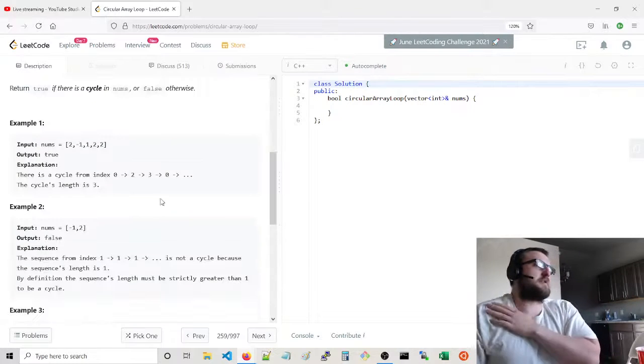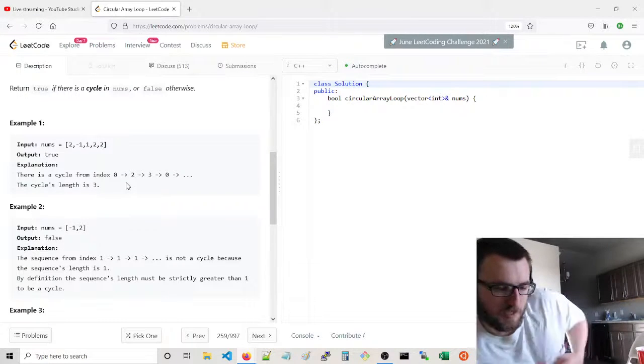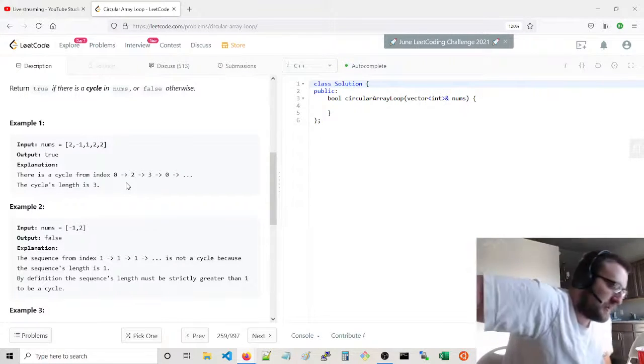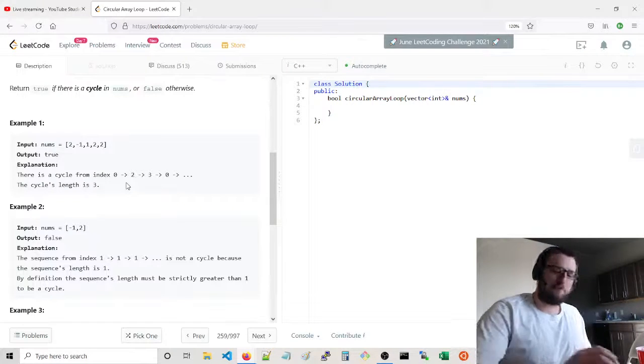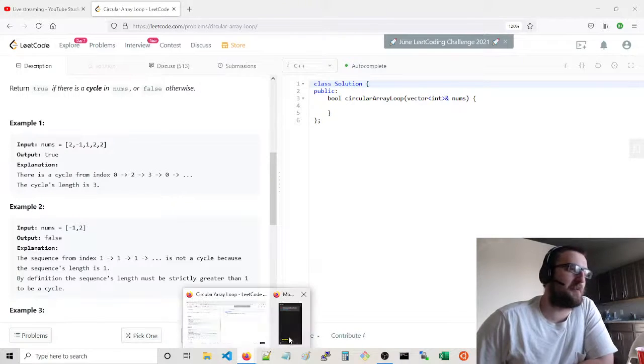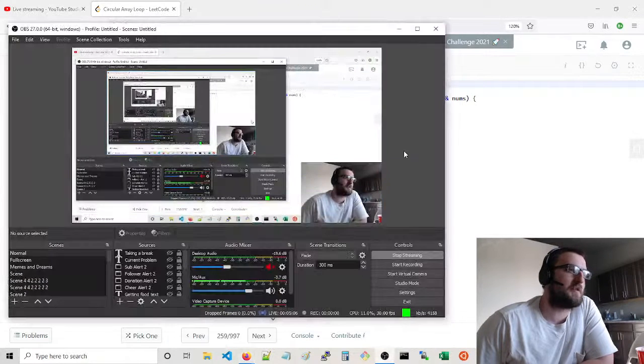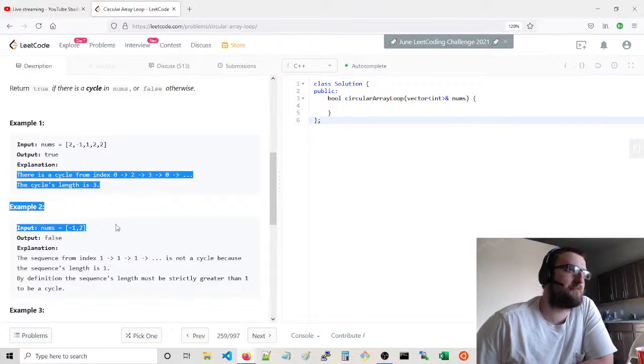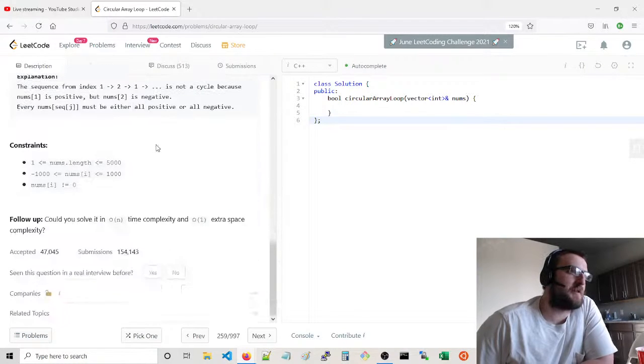So pretty interesting question. It's very much defined within itself. It's kind of special, I suppose. The definition of the problem is very unique. So this is an interesting question. We'll see how we can do this.